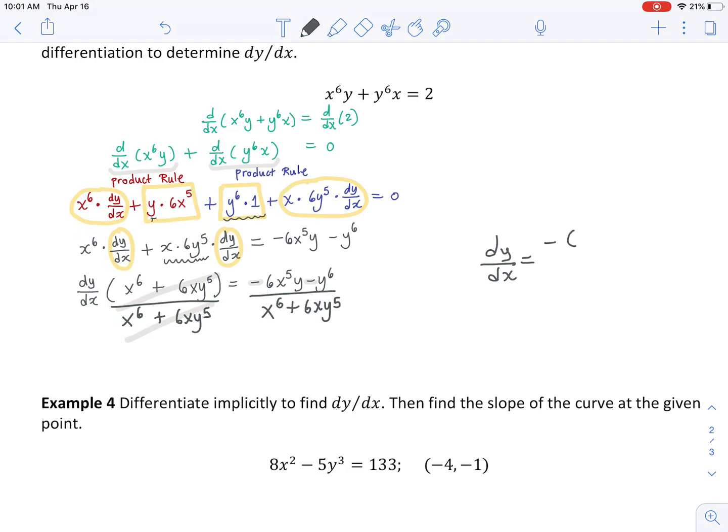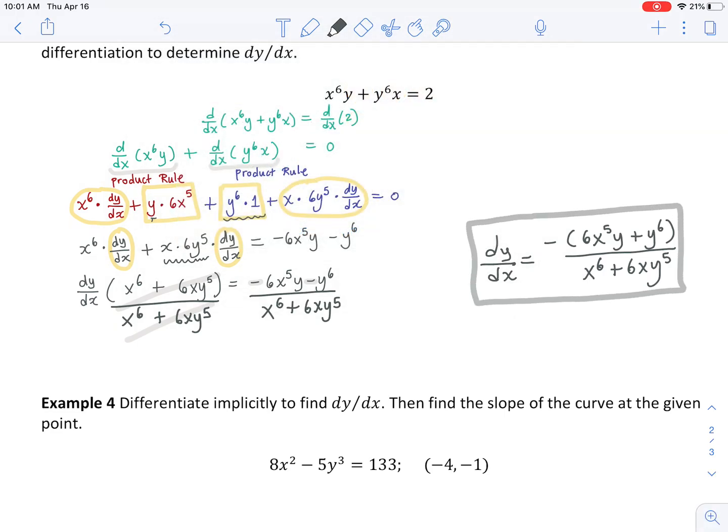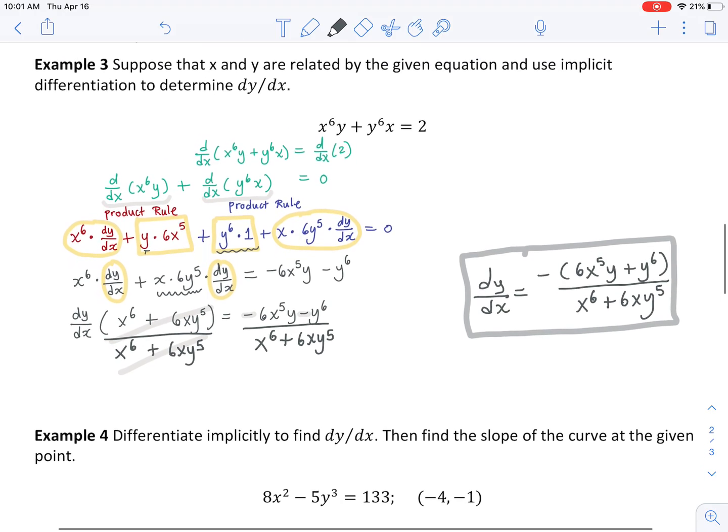I think your homework, though, what they did, I noticed this. Your homework factored out the negative and stuck it in front of it. Like they put the negative in front and then just wrote 6x to the 5th times y plus y to the 6th, and that just getting divided by the denominator. They're the same thing, so it's okay if you don't want to factor out the negative. But I noticed that's what your homework was doing.